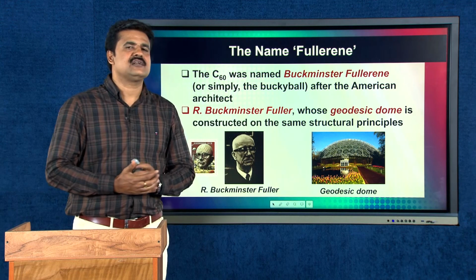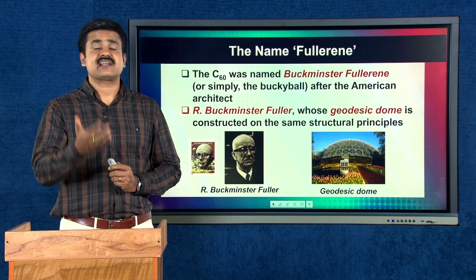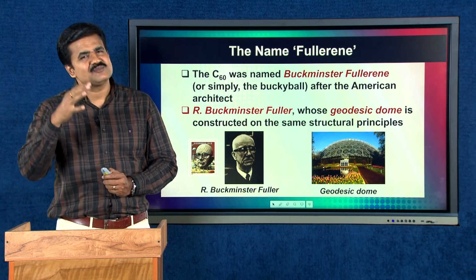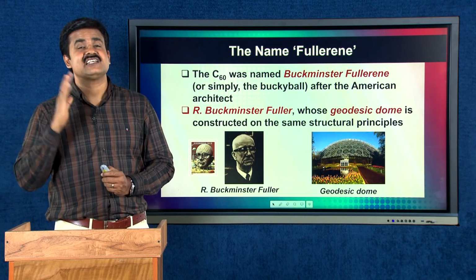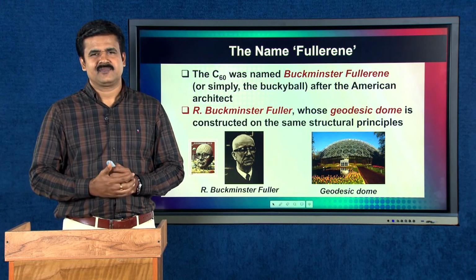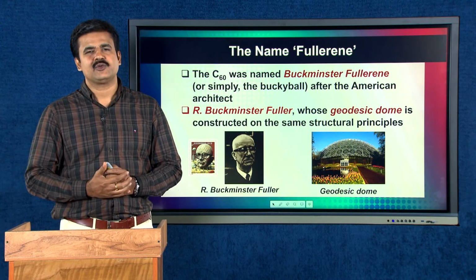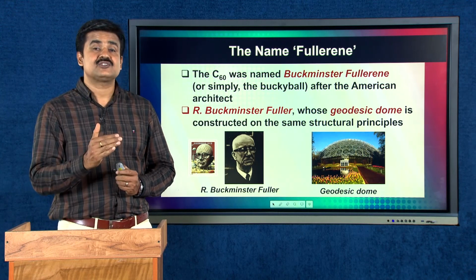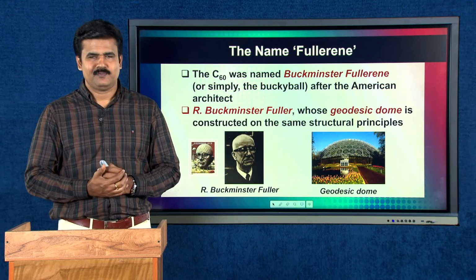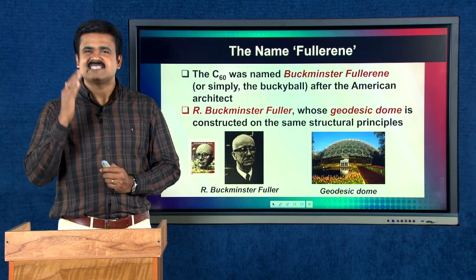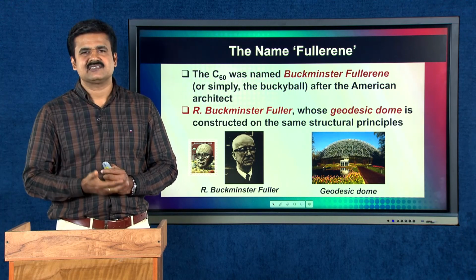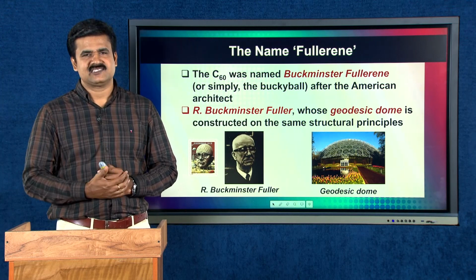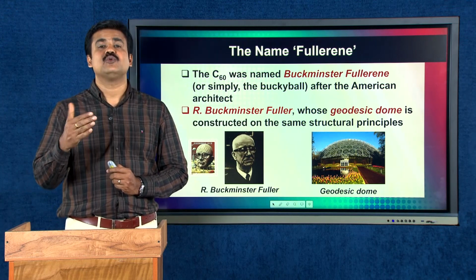So, you have to keep in mind the fact that this geodesic dome developed by the architect R. Buckminster Fuller follows the same structural principles as in the case of fullerene. So, the C60 molecule has a structural arrangement which is analogous to this geodesic dome. That's why C60 is named fullerene, after this geodesic dome.